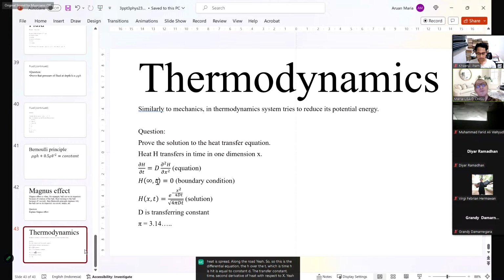And the boundary condition at infinity is 0. So very, very far at infinity, it's very cold. The temperature is 0 at any time. And also, as you can see from the solution, with time the temperature goes down. Here, capital D is the heat transferring constant, and pi is an irrational number, which is approximately 3.14.